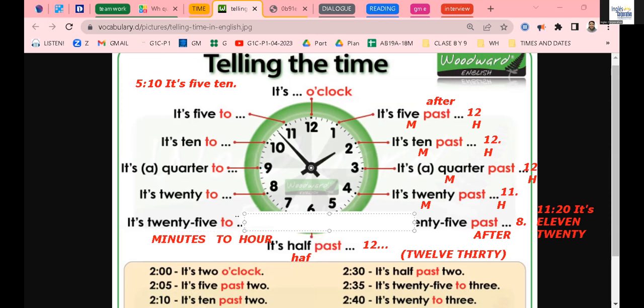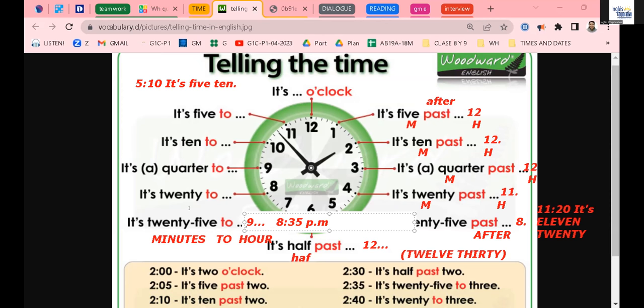Ok, it's 25 to 9. ¿Cuánto falta para las 9? 25. Quiere decir que son las 8 y cuánto? 35. ¿35 o 45? 35. Ajá, so it means it's 8:35. PM, le vamos a poner ahí.